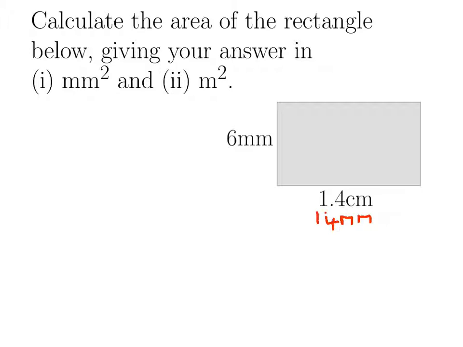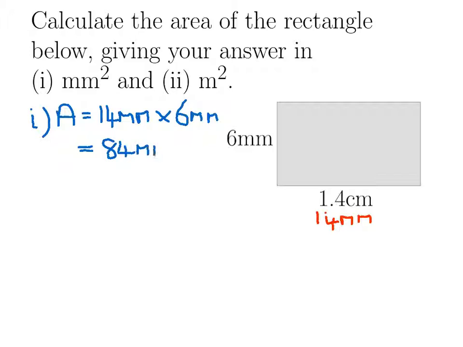The reason for that is because for the first part of the question we're asked to find our area in terms of millimetres squared, so it makes sense that all our dimensions should be in terms of millimetres. That means that our area then is going to be 14 millimetres multiplied by 6 millimetres, and that gives us 84 millimetres squared.